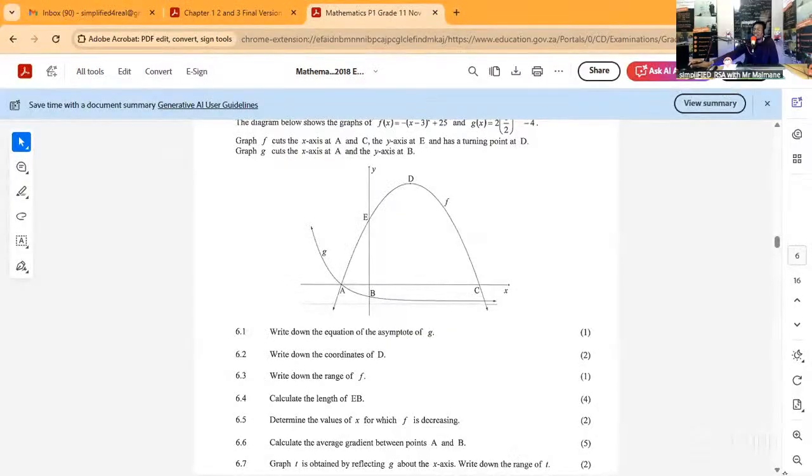Now, calculate the average gradient between point A and B. Average gradient between point A and B for 5 marks.